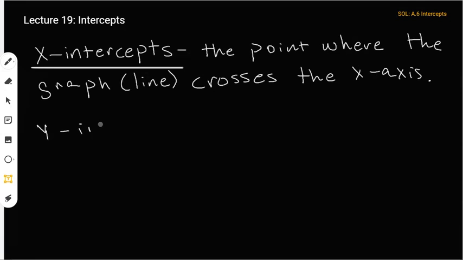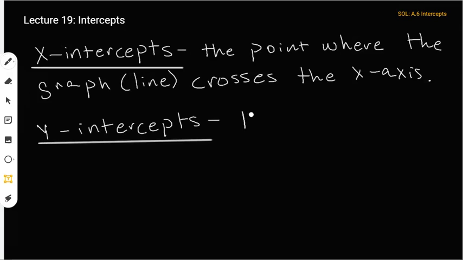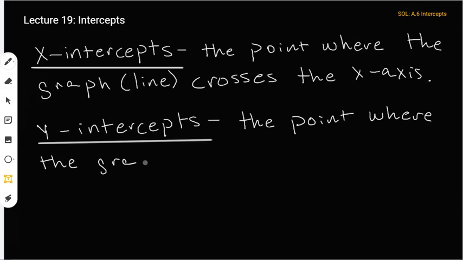And then there is the Y-intercept. That's going to basically be the same thing, except it's where it crosses the y-axis. So it's going to be the point where the graph crosses the y-axis.